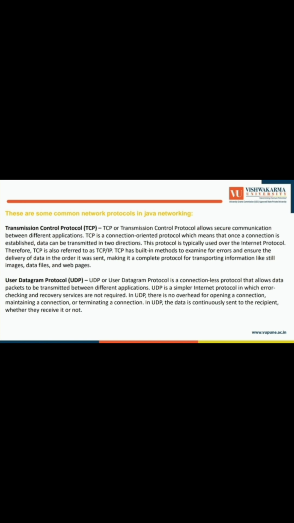Next point is network protocols. Following are some common network protocols in Java programming. First is TCP, which stands for Transmission Control Protocol. TCP allows a secure communication between different applications. TCP is a connection oriented protocol, which means that once a connection is established, data can be transmitted in two directions. This protocol is typically used over the Internet Protocol. Therefore, TCP is also referred to as TCP/IP.